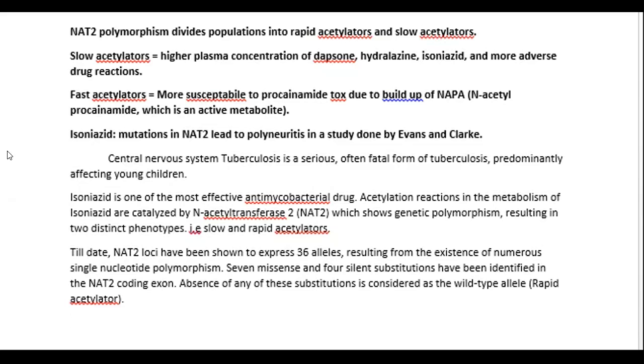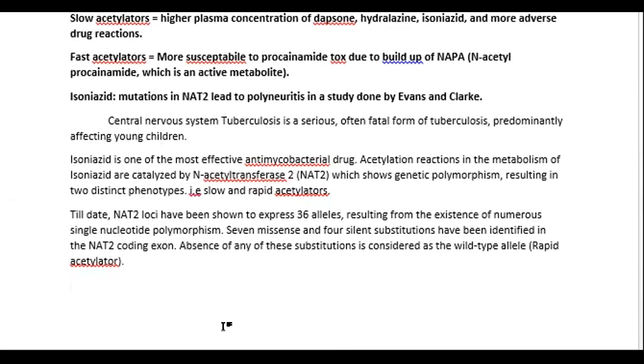Okay, so let us consider the isoniazid topic completed here. Because of mutations in this gene and this isoniazid accumulation, it leads to polyneuritis. This is mainly seen in the slow acetylators only. Only in them is the accumulation of isoniazid seen. And the next one is the fast acetylators, which is mainly seen, for example, with procainamide. So what is this procainamide?